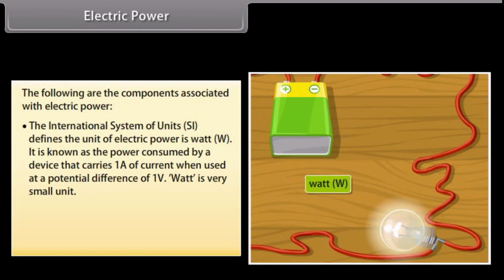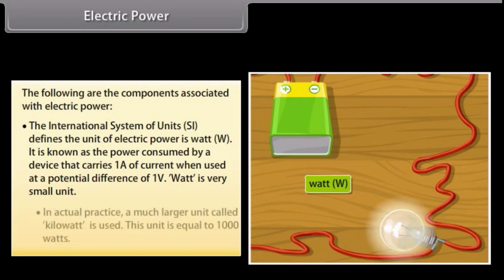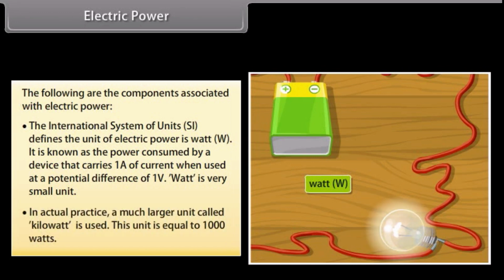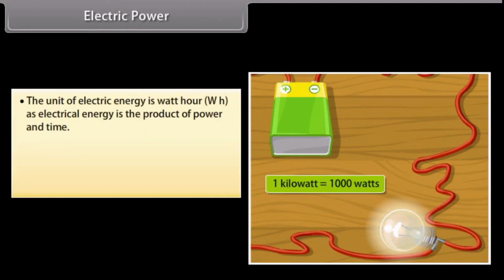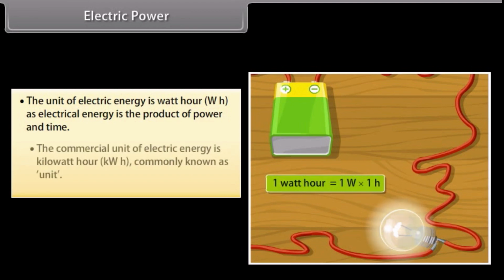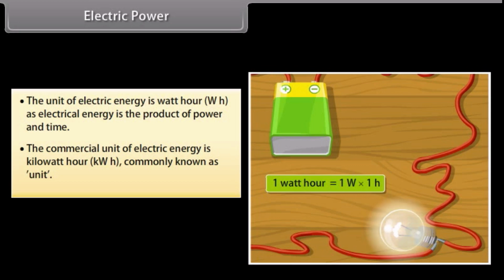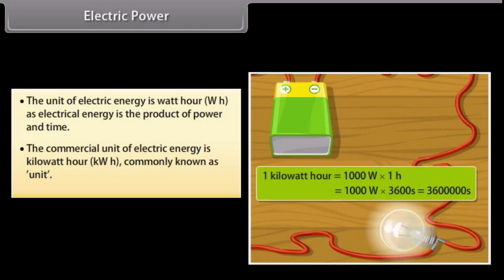Watt is a very small unit. In actual practice, a much larger unit called the kilowatt is used. This unit is equal to 1000 watts. The unit of electric energy is the watt-hour, Wh, as electrical energy is the product of power and time. The commercial unit of electric energy is the kilowatt-hour, kWh, commonly known as a unit.